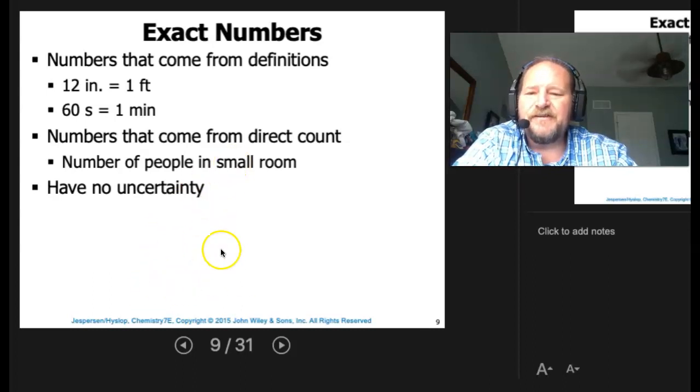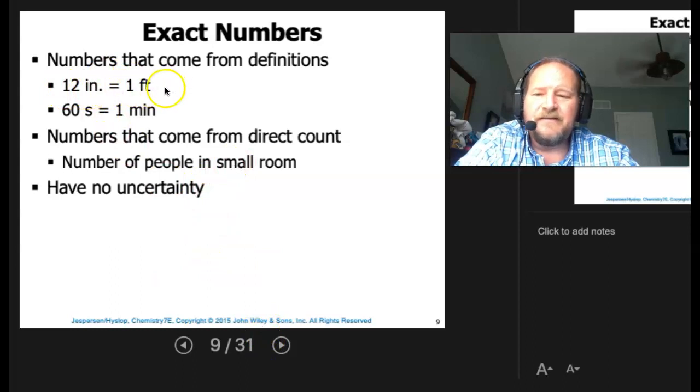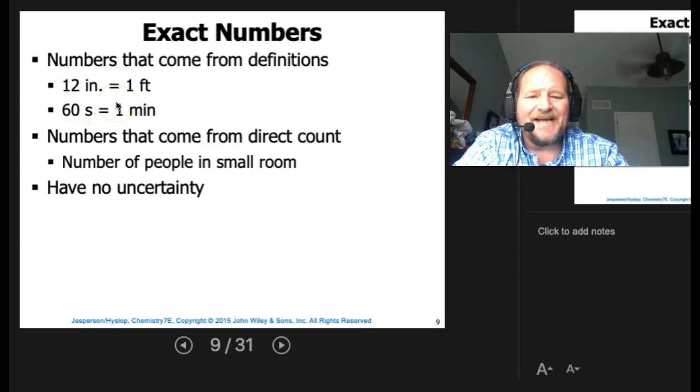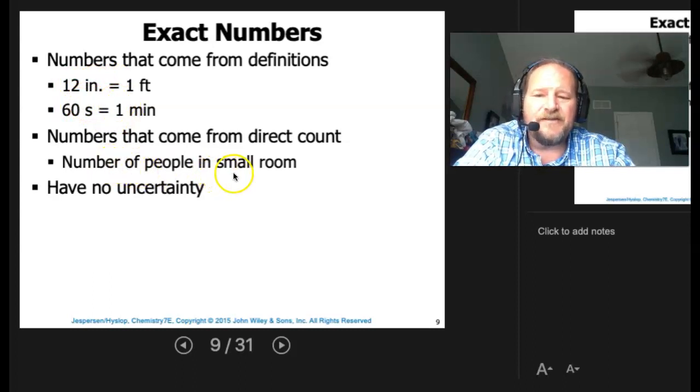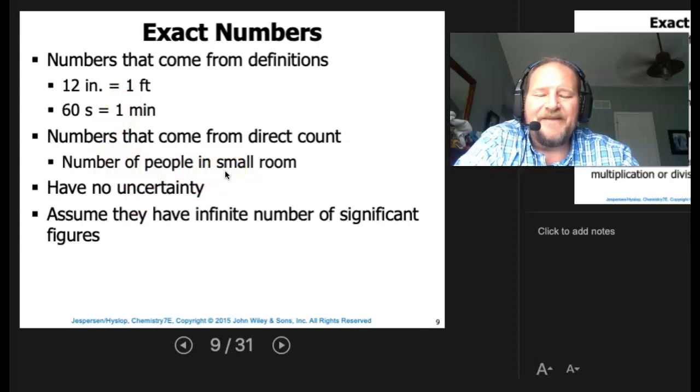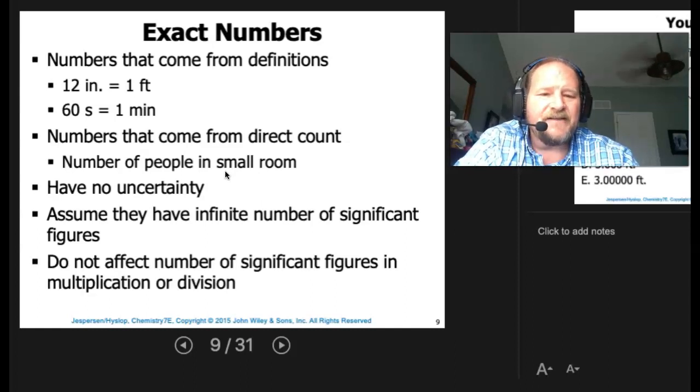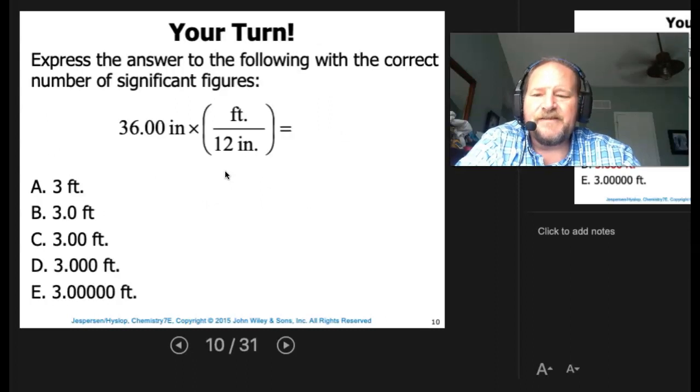So conversions that come from statements of equality, that's what these two are. As long as they're in the same system, they are exact values. Or if it's a count, a certain count, we know exactly how many things are there. You will assume they have an infinite number of significant figures. So when we do calculations, it will not have an effect on your sig figs. For instance, if I take 36.00 inches and I convert that into feet, the actual value here has no impact on my sig figs. Only the measurement will determine the number of sig figs.